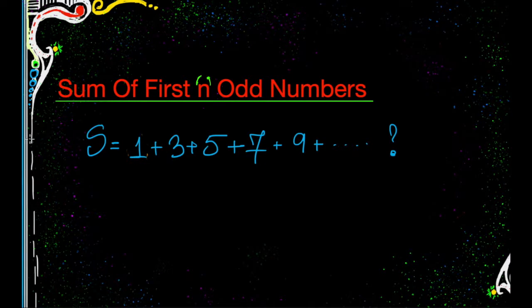Okay, so in this video, what we're going to do is find the sum of the first n odd numbers, all right? And the way we're going to do it is by using the concept of arithmetic progressions, or AP. So what is an arithmetic progression?